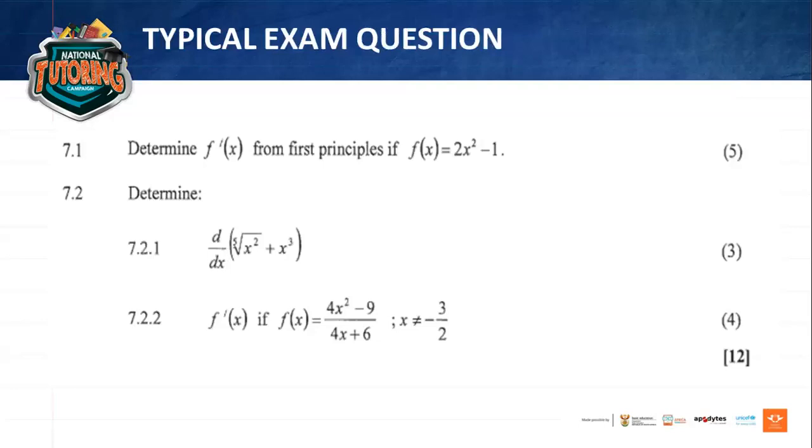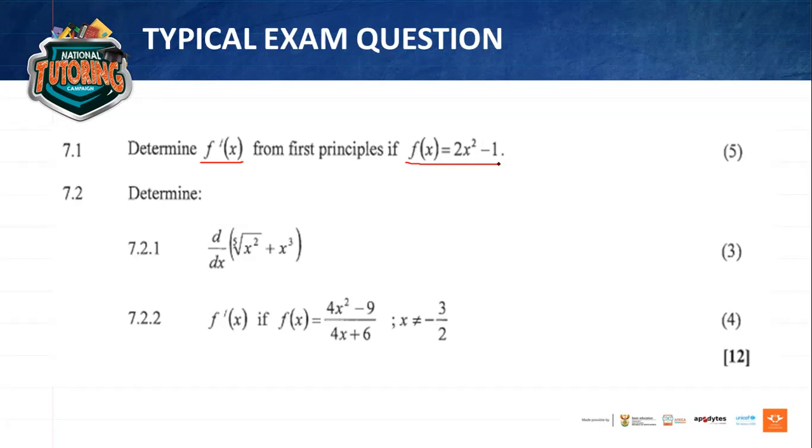So there is our typical exam question. A typical exam question on this particular section would start with us answering the first principle questions. Okay, so it says determine f prime of x. So we are needed to find f prime of x if we are told that f of x is equal to 2x squared minus 1. So we are asked to determine it from first principle.